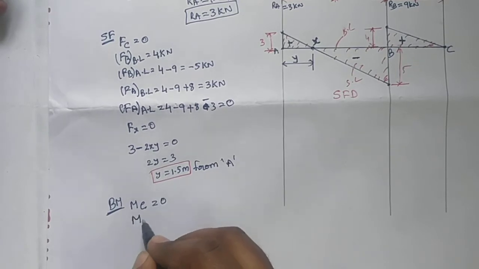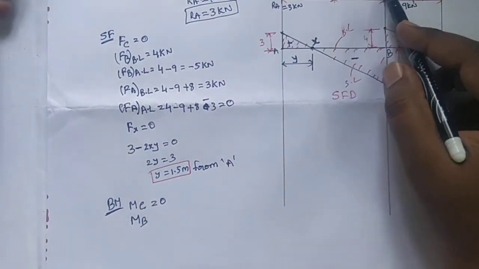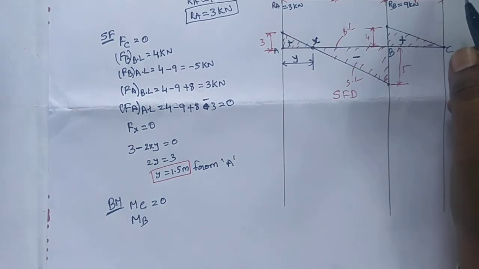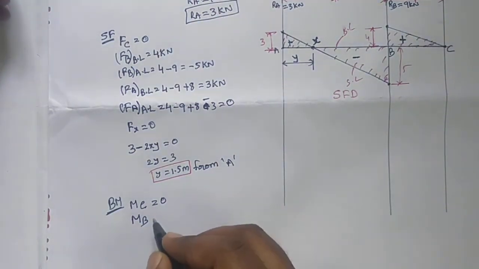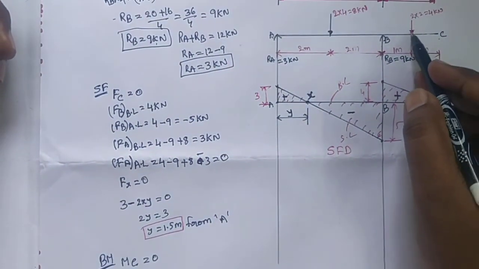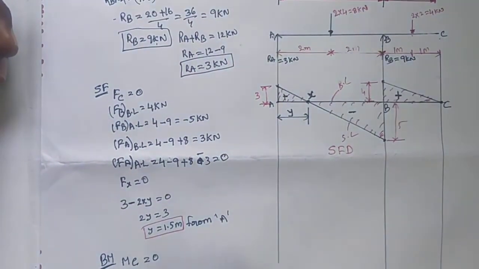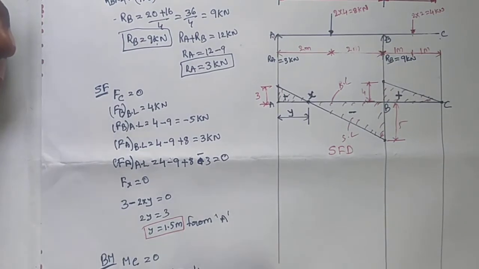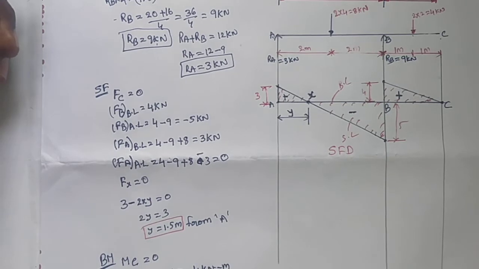Next, bending moment at point B. The right side of point B has one converter load, 4 kilonewtons, acting clockwise. Clockwise means negative, so minus 4 into the distance from this point to point B, which is 1, equals minus 4 kilonewton meters. It is the value of the bending moment at point B.